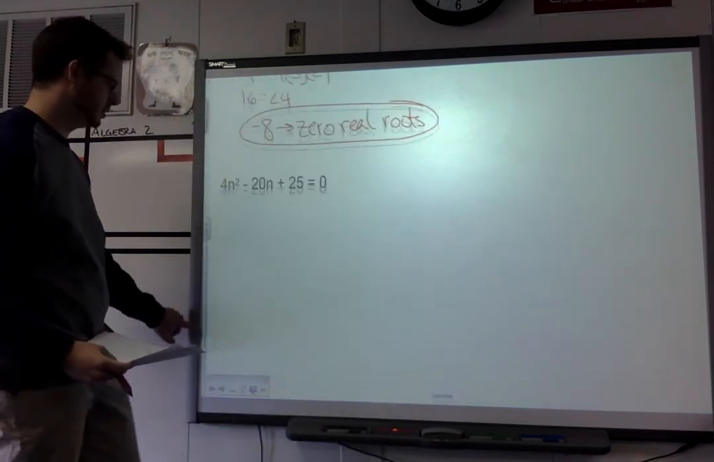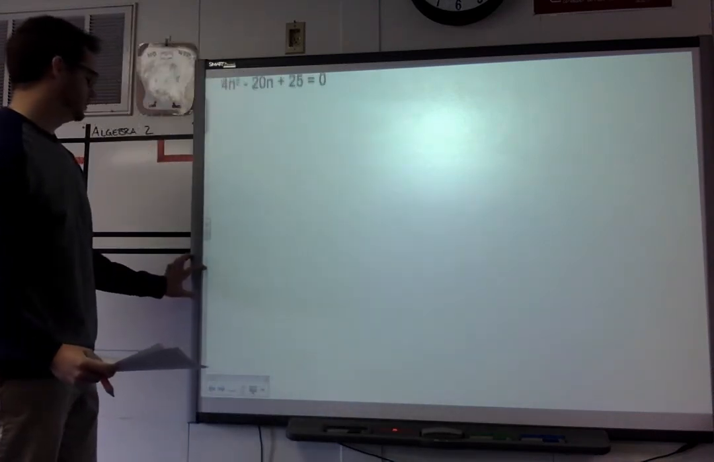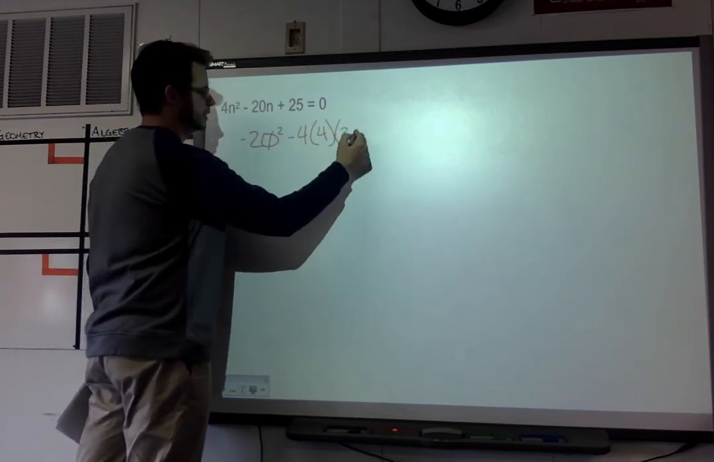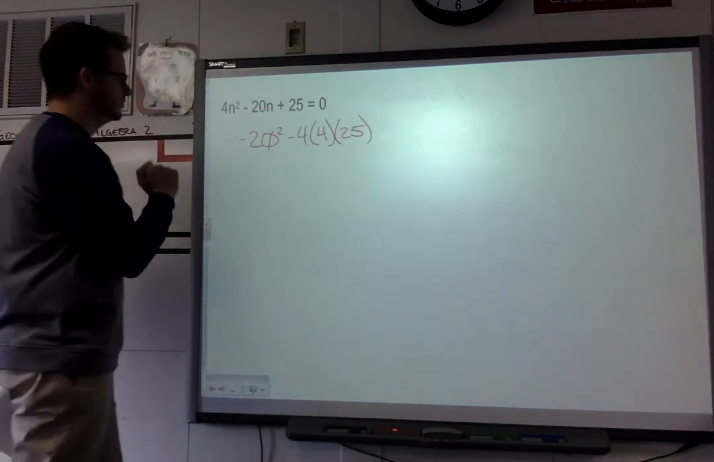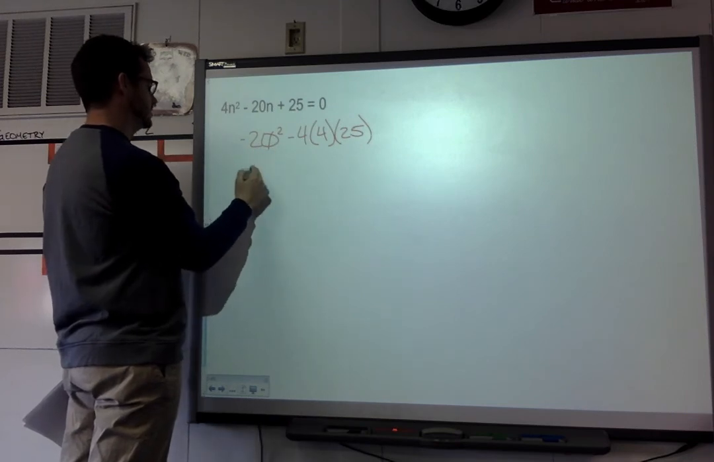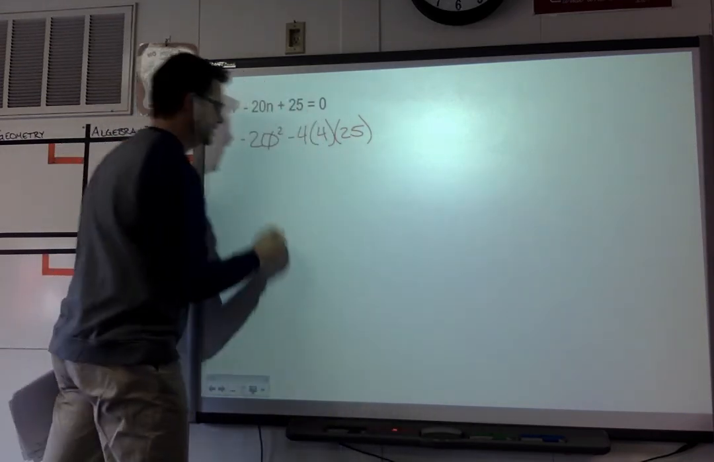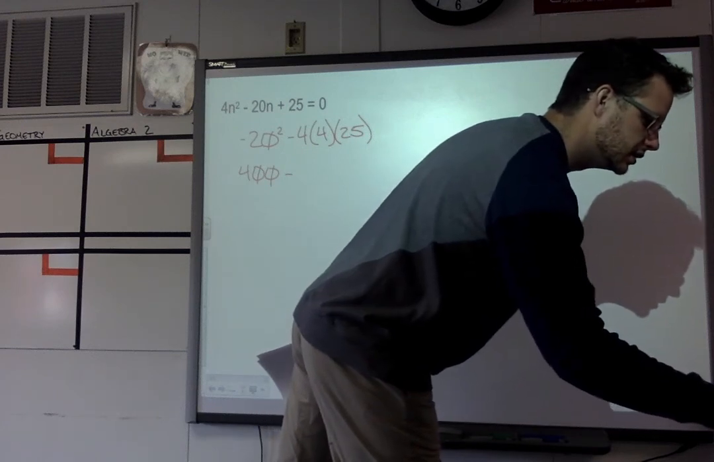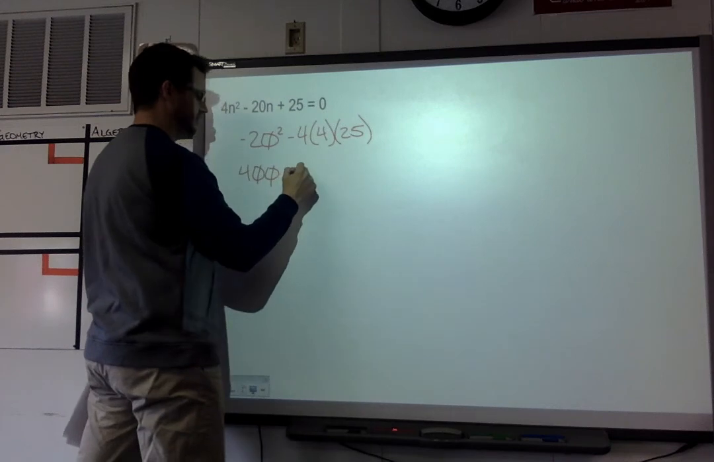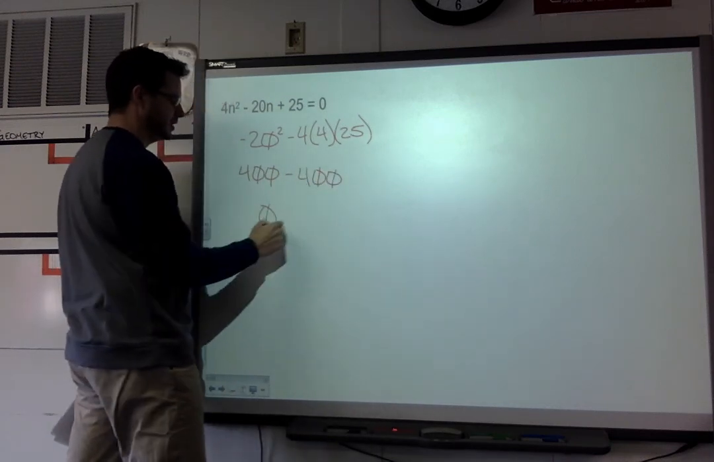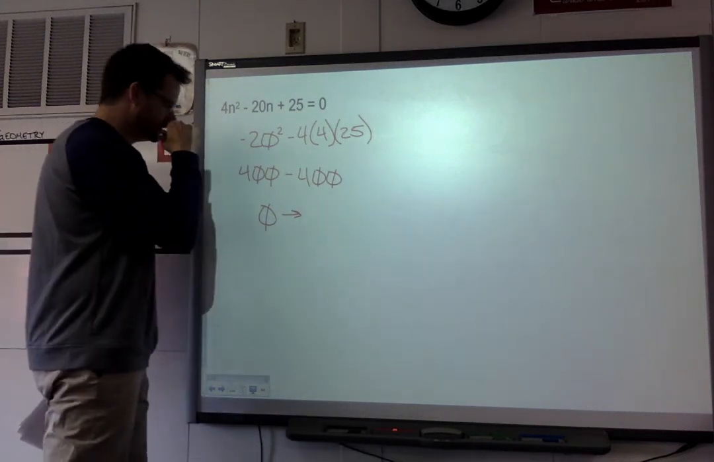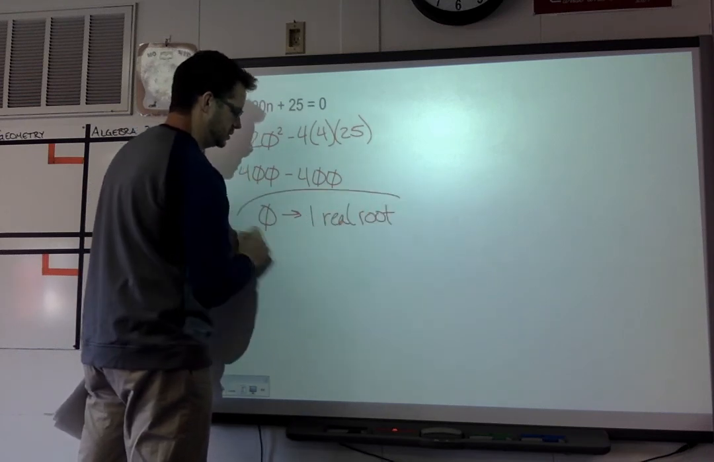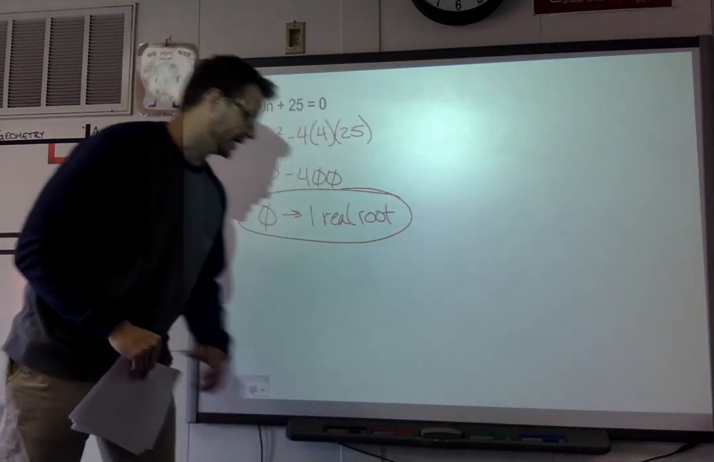And let's do one more here. Discriminant would be negative 20 squared minus 4 times 4 times 25. So negative 20 squared would give us, let's see, not negative. It would be positive since it's a negative times a negative. 400 minus, let's see, 4 times 4 is 16 times 25 is 400. Gives us a discriminant of 0, which if you remember from that last slide, a discriminant of 0 means that there is one real root. So that would be a double root. It would touch our x-axis.